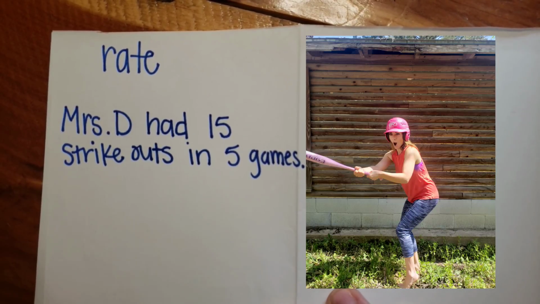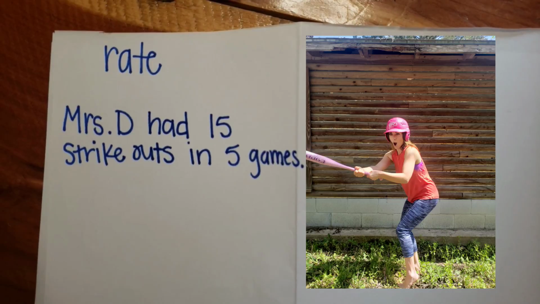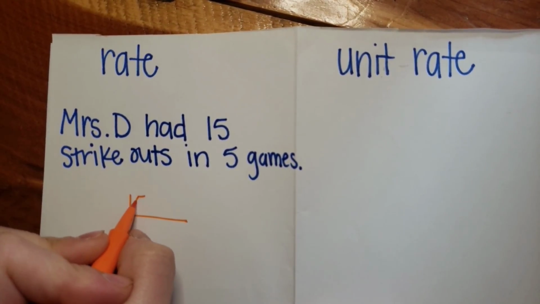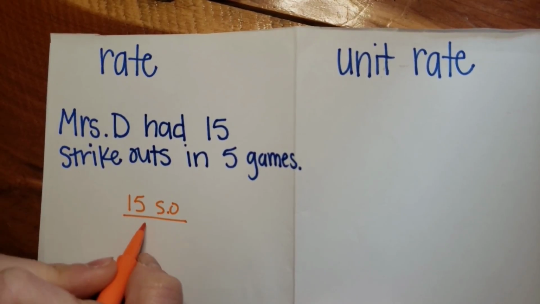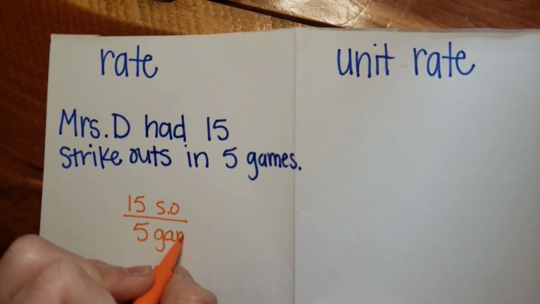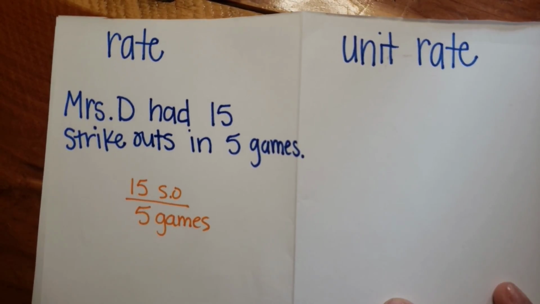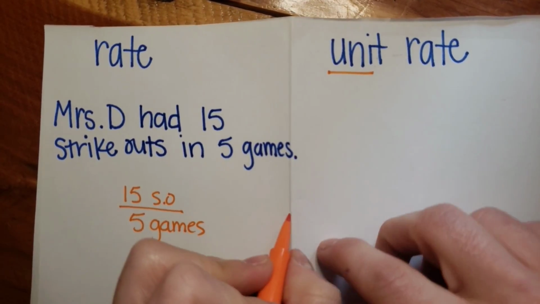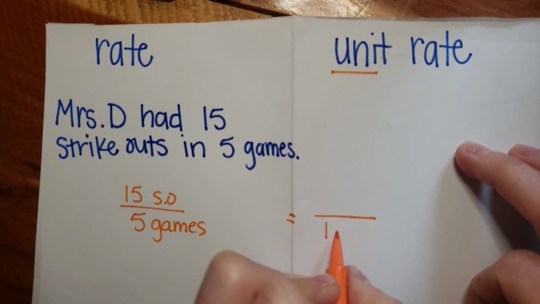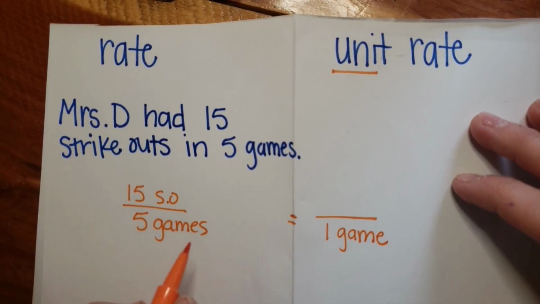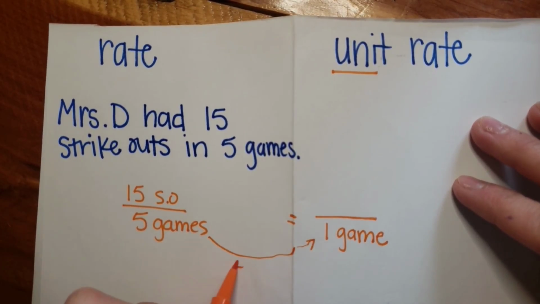Example 3. Miss D had 15 strikeouts in 5 games, which is pretty realistic. So I'm going to write my rate in fraction form. 15 strikeouts over 5 games. We want to find the unit rate of 1 game because unit means 1. So how bad did Miss Denton do per game? Divide by 5.